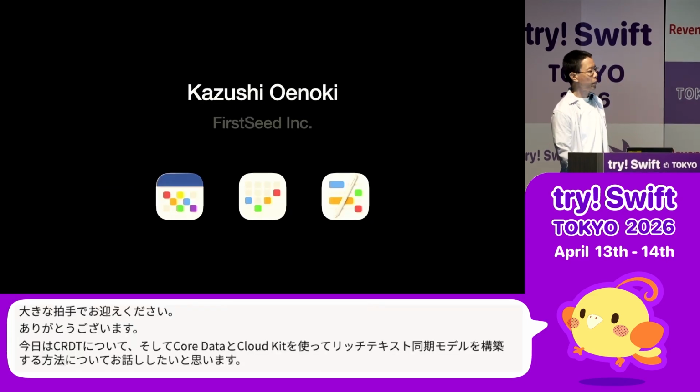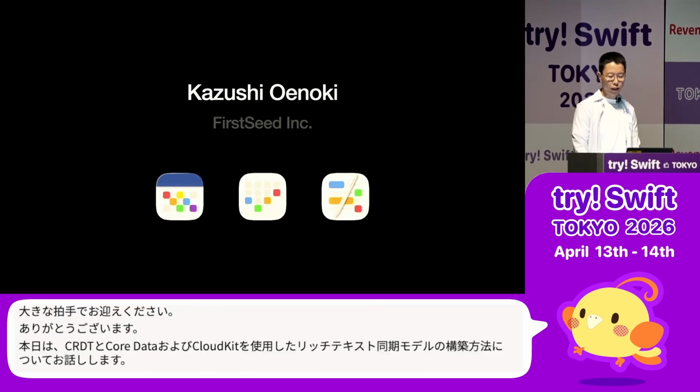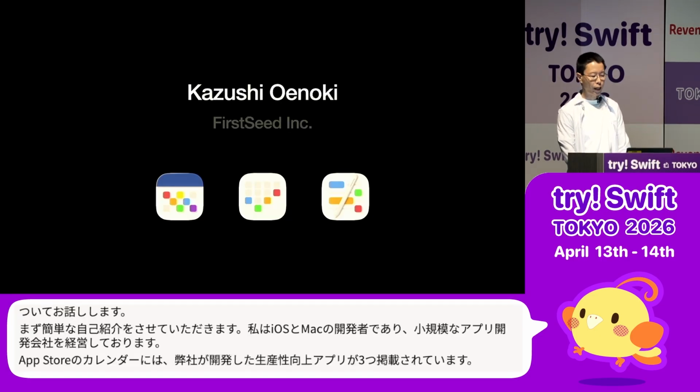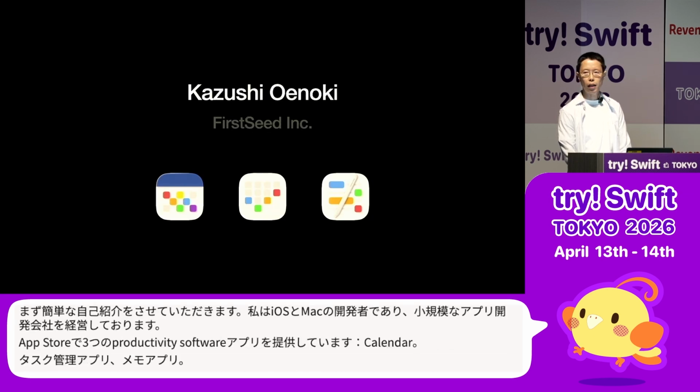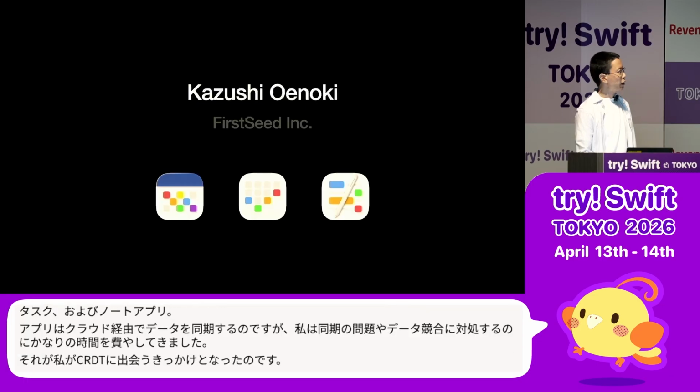Before we dive in, just a quick intro. I'm an iOS and Mac developer, and I run a small app development company. We have 3 productivity apps on the App Store: Calendar, Tasks, and Notes app. These apps sync their data via the cloud, and I've spent quite some time dealing with syncing issues and data conflicts. And that's what led me to CRDT. So let's get started.